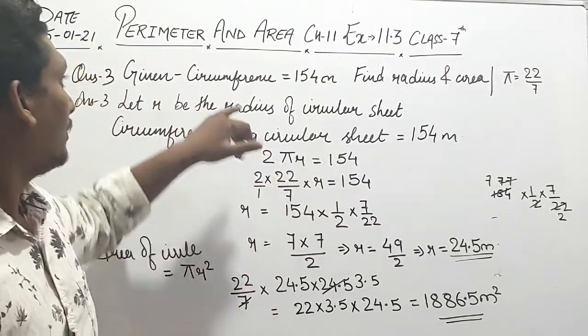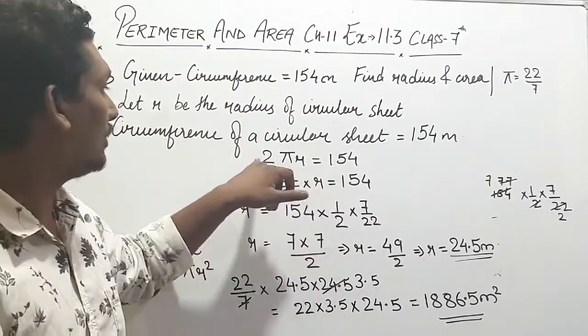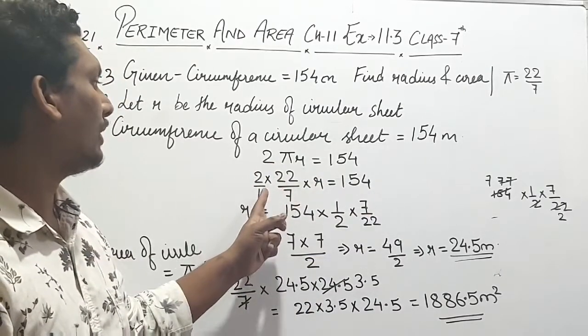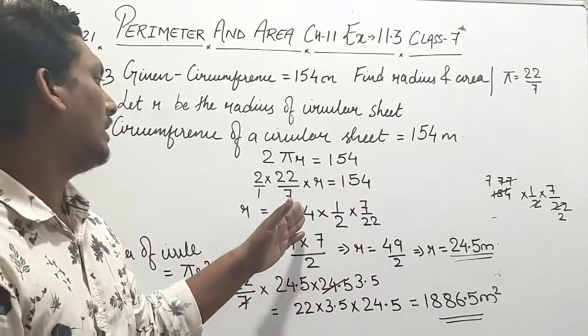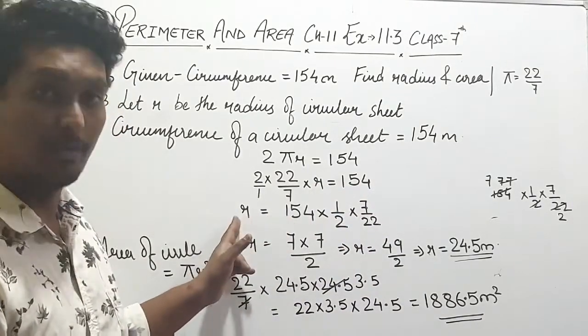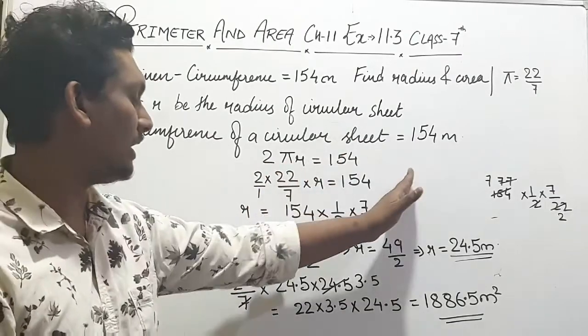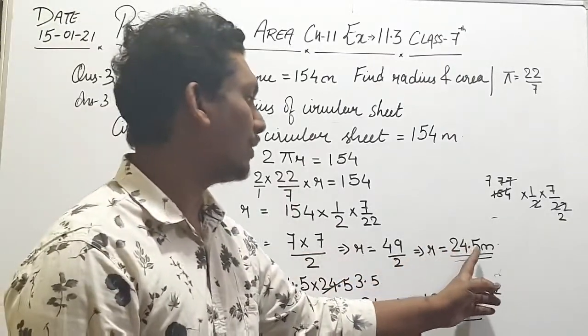Once again, I am just telling you, circumference is given to you. You have to find the radius here. 2 pi r is 154. Just put the value, 2 into 22 by 7 into r equals 154. So we have to find the value of radius. Just shift this 2 by 1 and 22 by 7 this side. It will become reciprocal. After cancellation, you will get the answer 24.5.